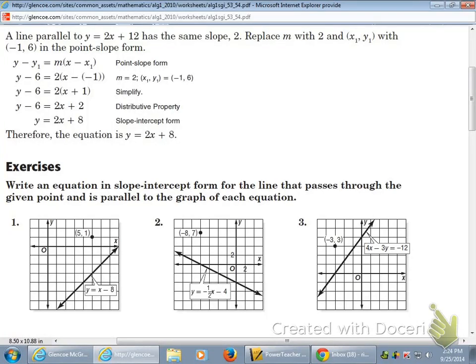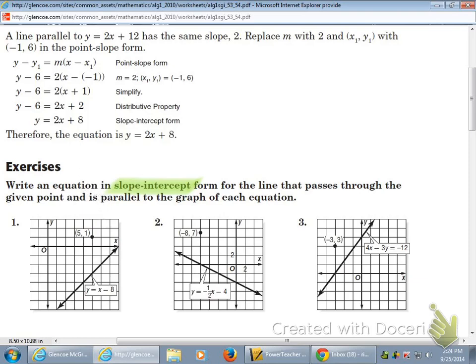So what we're going to do is write an equation in slope-intercept form. Now, the answer has to be in slope-intercept form. That's what they say here. Okay? It has to go through the given point. So they're going to give me a point. And it has to be parallel.